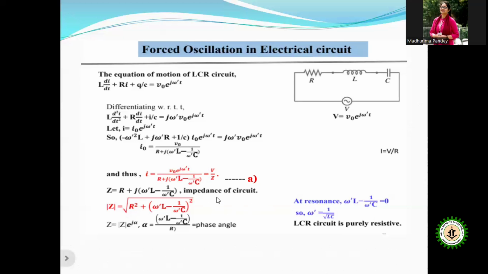Now at resonance, that is when omega equals omega prime, this part will be 0. So at resonance, what will Z be? Z will equal R because this part will be 0 at resonance. So at resonance, the LCR circuit is purely resistive, because only the resistance part remains. A question may also come to show that the LCR circuit is purely resistive at resonance, and here you can easily prove that.